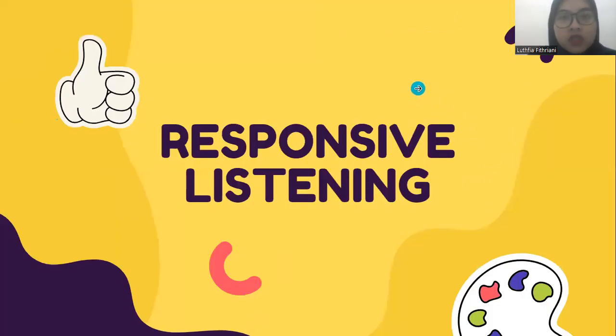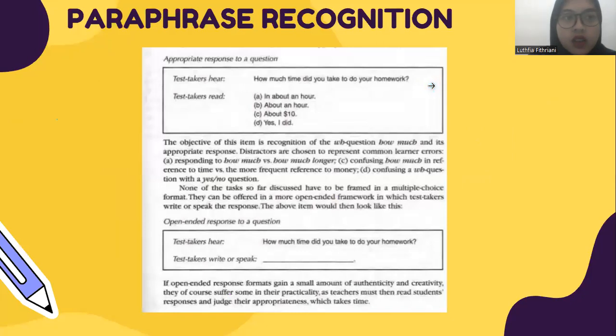Next, we will move to the assessment in responsive listening. There are some types of assessment in responsive listening. The first is paraphrase recognition. So in paraphrase recognition, we can do appropriate response to a question and open-ended response to a question.